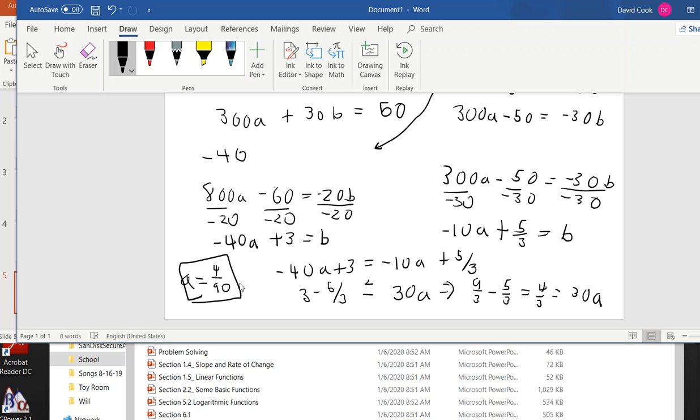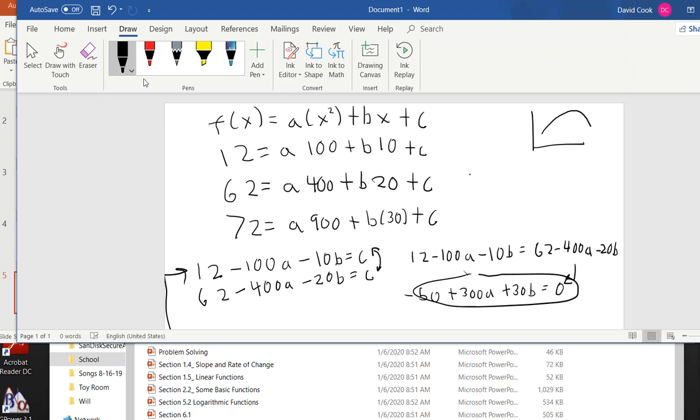Now, plug this into one of these equations and find B. So let me go back to the top, and let me erase a little bit so I can get some more room.